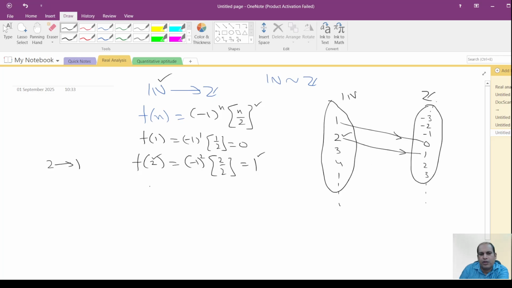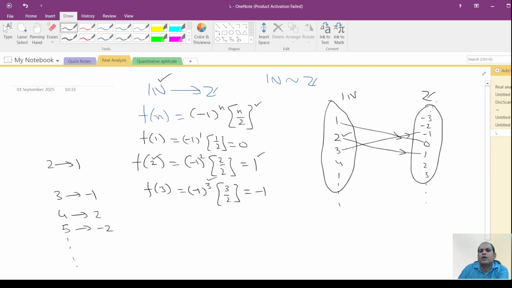Now similarly 3: f(3) is (-1)^3 times ⌊3/2⌋, that is ⌊1.5⌋, which is 1, and here we have an odd power, so it will give -1. So 3 is mapped to -1. In this way we can check that 4 is going to 2, 5 is going to -2, and so on.